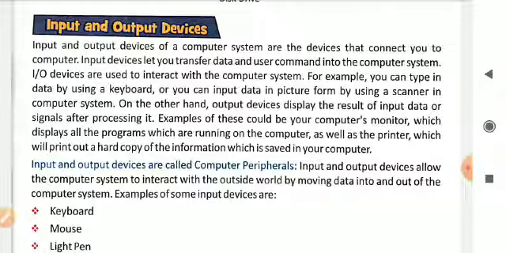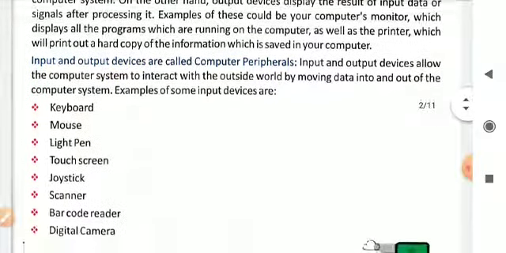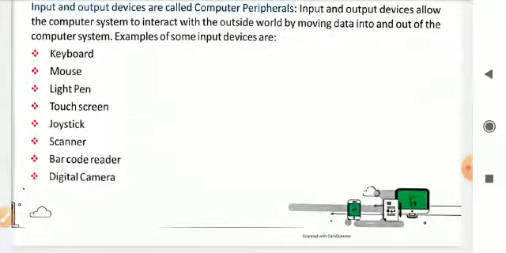Examples of some input devices are, here are some input devices like keyboard, mouse, light pen, touch screen, joystick, scanner, barcode reader, digital camera.